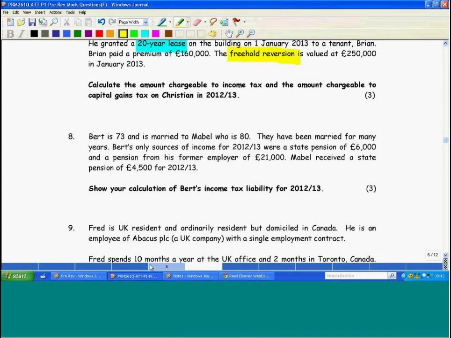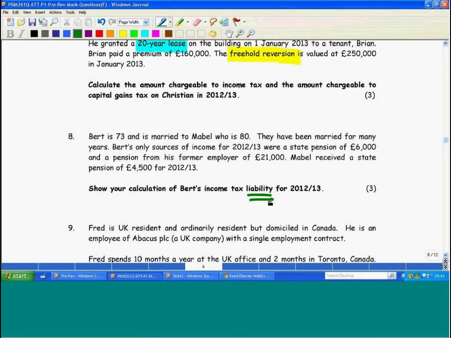Now, before you get carried away calculating things, always check the requirement to see exactly what they want you to do. So we're told to show the calculation of Bert's income tax liability. Now, the reason I have chosen this question to run through is because if they're asking you for the income tax liability, they're not asking you to go as far as calculating tax deducted at source.